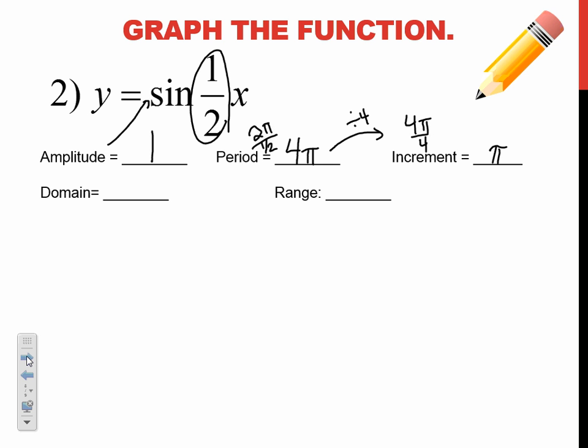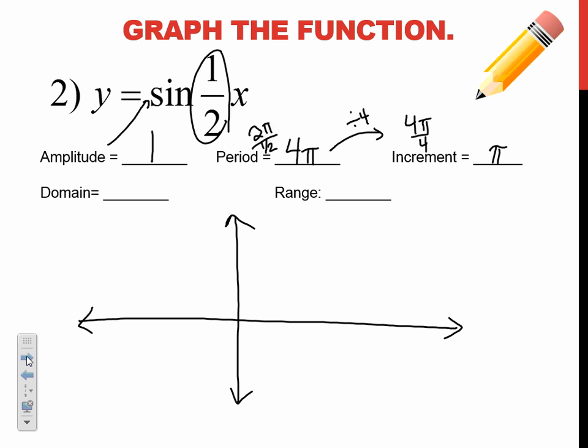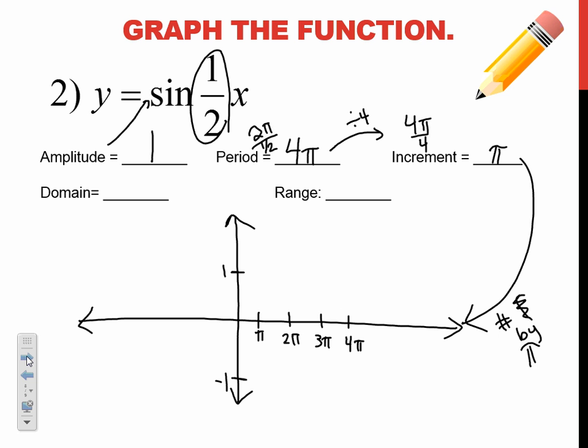So now it's time to actually sketch the graph. X and y axes need to go on your graph. The amplitude tells me I just need to go up to 1 and down to negative 1. And now I'm going to number my x-axis according to this increment. We need to count by pi. So we're going to count increasing by pi each time. So my first value is going to be pi. Then I'm going to increase by a pi every time. So that's 1 pi. Then it would be 2 pi. Then it would be 3 pi. Then it would be 4 pi. Notice that I end on that value that is the period.